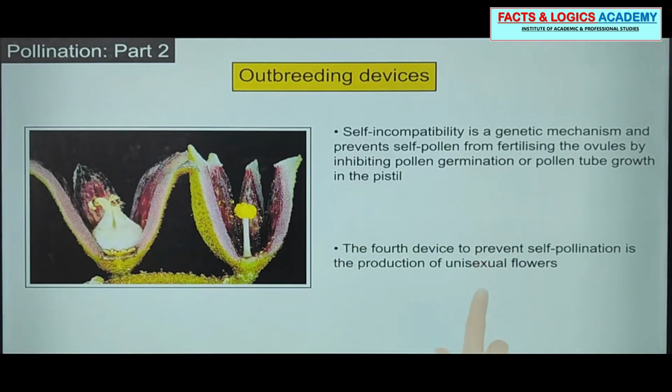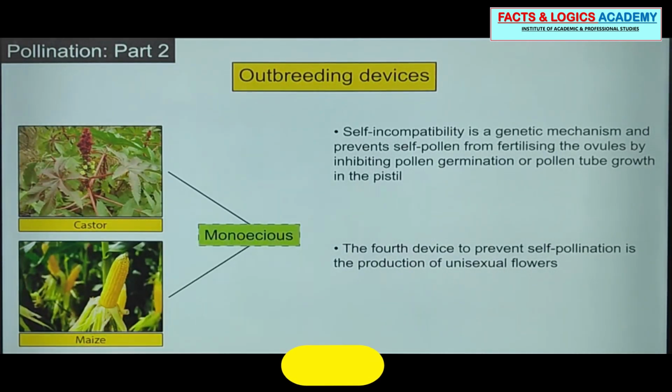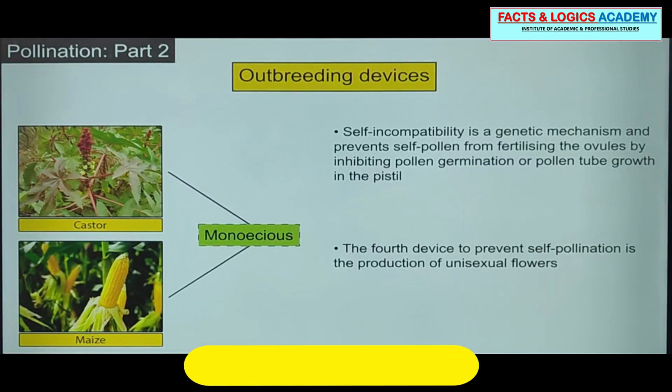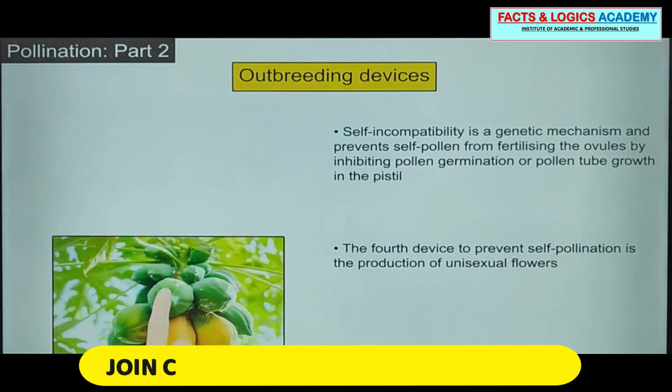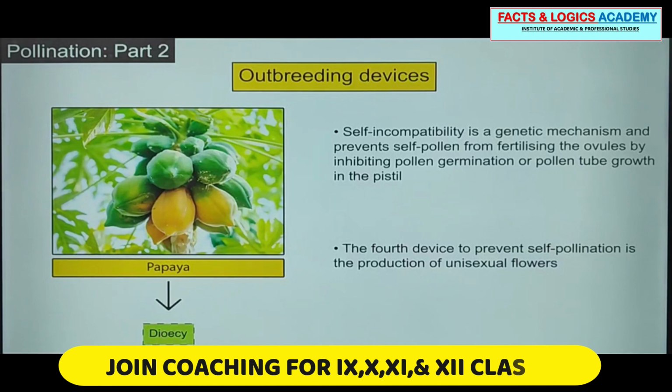Number 4, the fourth device to prevent self-pollination is the production of unisexual flowers. If both male and female flowers are present on the same plant, such as castor, which is monoecious, it prevents autogamy, but not geitonogamy. While in other species, such as papaya, male and female flowers are present on different plants. That is, each plant is either male or female, dioecious. This condition prevents both autogamy and geitonogamy.